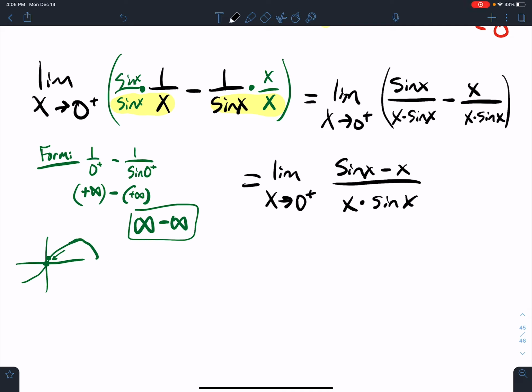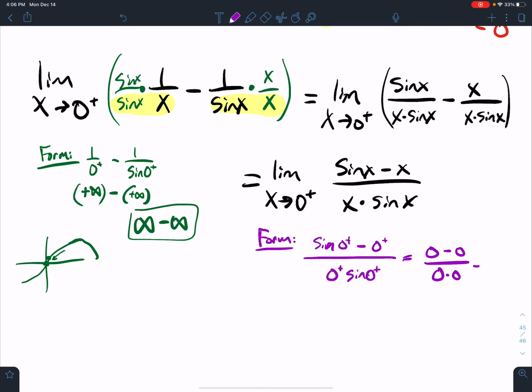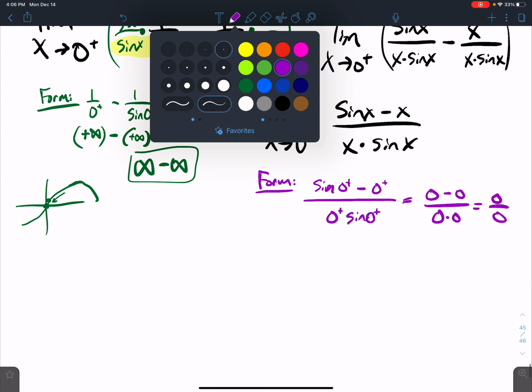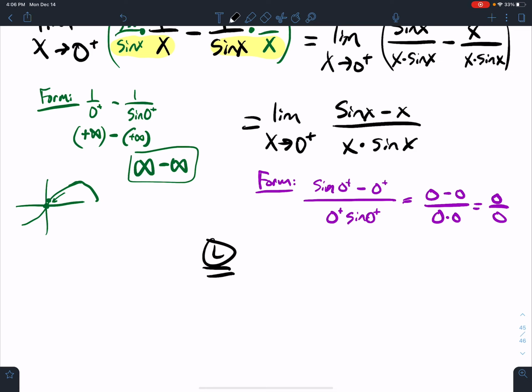So now I check the form. Whenever I plug in, what do I get? Sine of positive 0 minus positive 0 over positive 0 times sine of positive 0. So that's 0 minus 0 over 0 times 0. So 0 over 0 is my form. So I'm ready to L'Hopital this thing. If I L'Hopital, the derivative of the numerator, sine x, is cosine x. Derivative here, minus 1, okay?